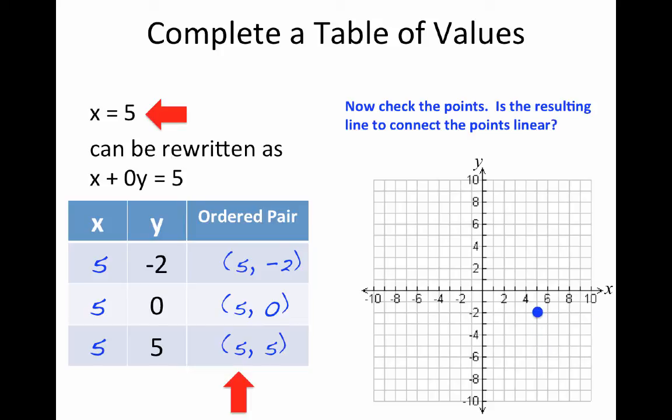Notice that when we graph the points (5, -2), (5, 0), and (5, 5), we have a straight line. It's a vertical line, and at every point on that line, x is equal to 5.